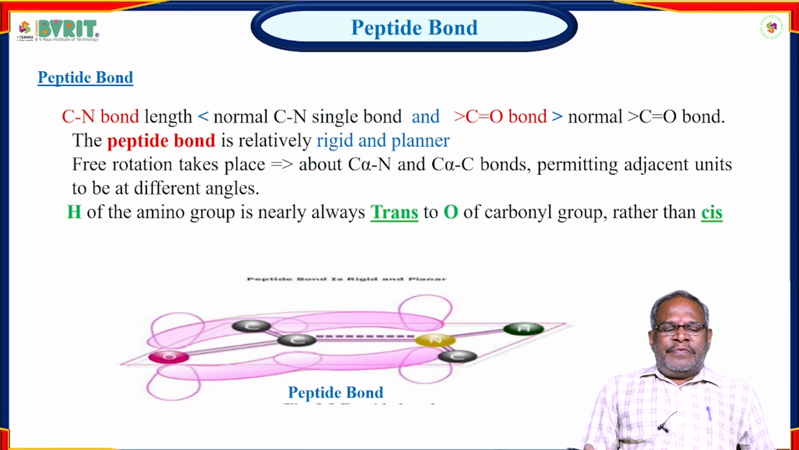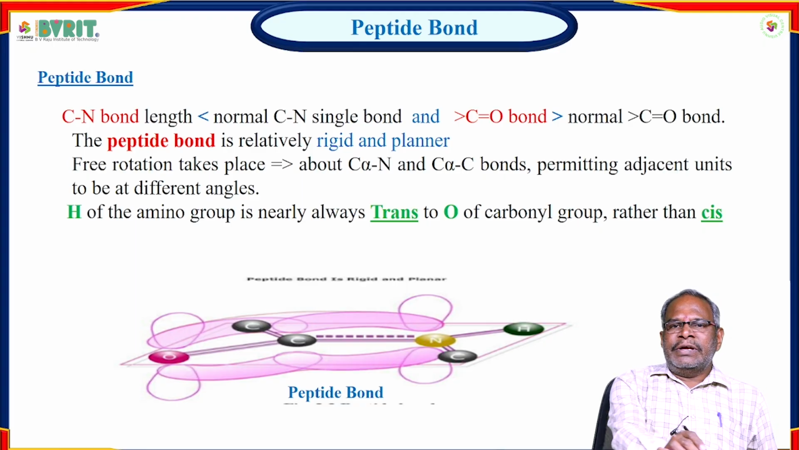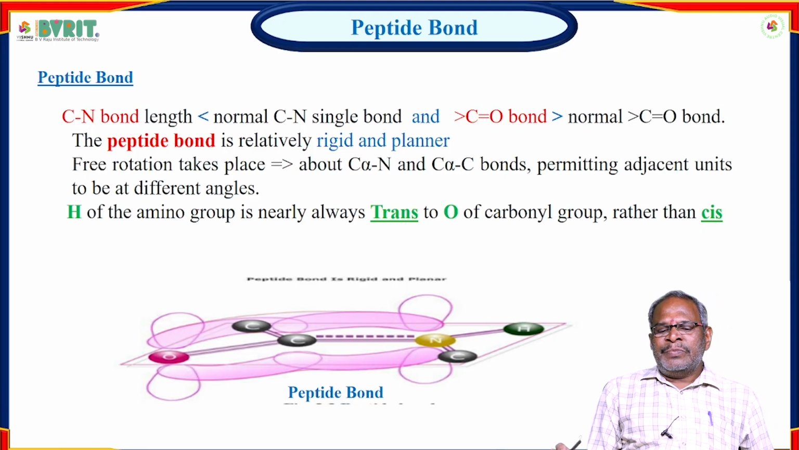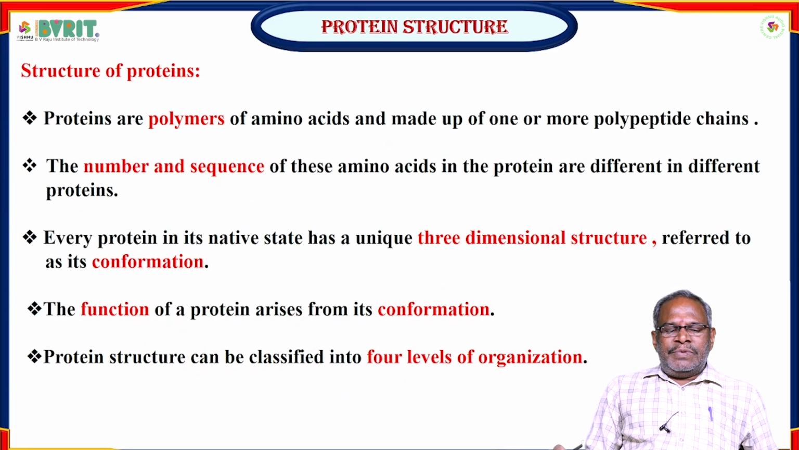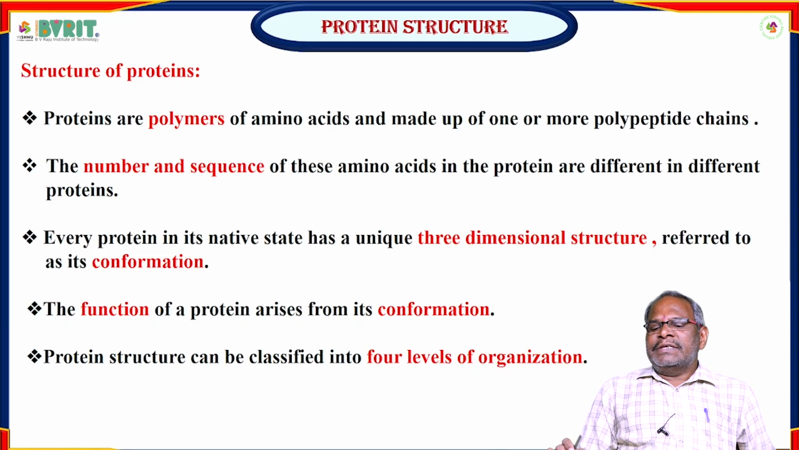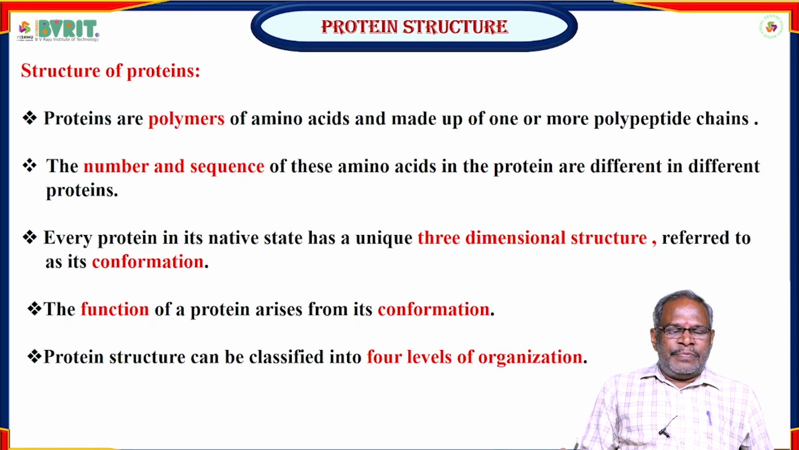The formula of the peptide bond is C double bond N, the combining structure for the peptide bond. The protein is a polymer of amino acids made up of one or more polypeptide chains. The numbers and sequence of amino acid residues differ in different proteins.